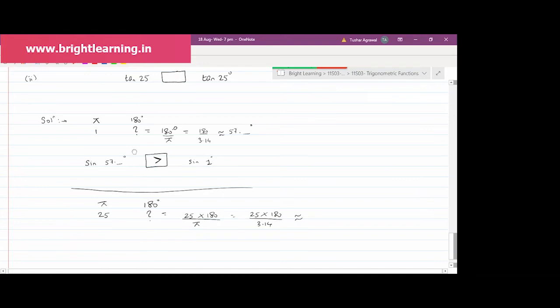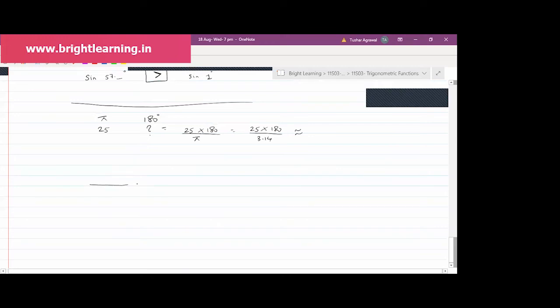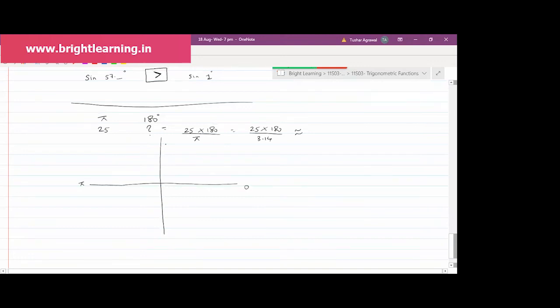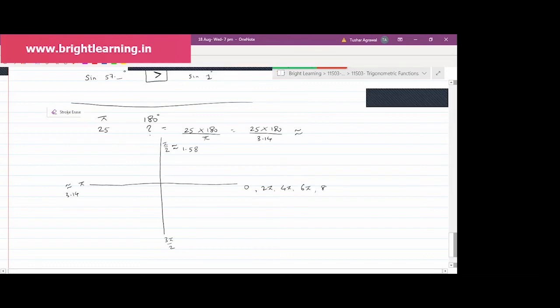But actually, before calculating that, if you just observe, I'm just trying to make a guess where this 25 radian will come. This is my 0, this is my pi, this is my pi by 2, and this is my 3 pi by 2. In terms of decimals, pi by 2 is approximately 1.57, and pi is approximately 3.14. Okay, and so on. 2 pi, 4 pi, 6 pi, 8 pi, and so on.